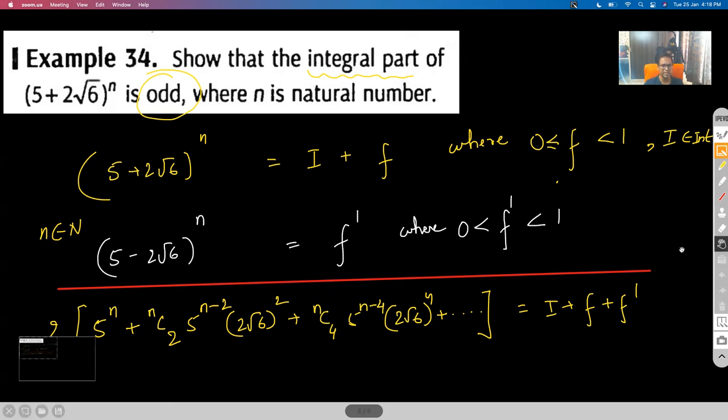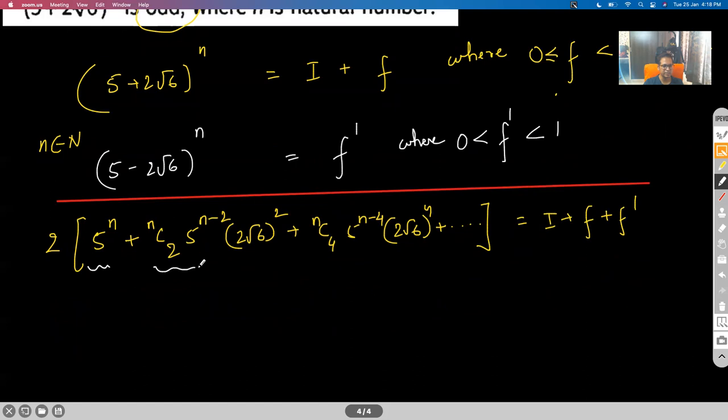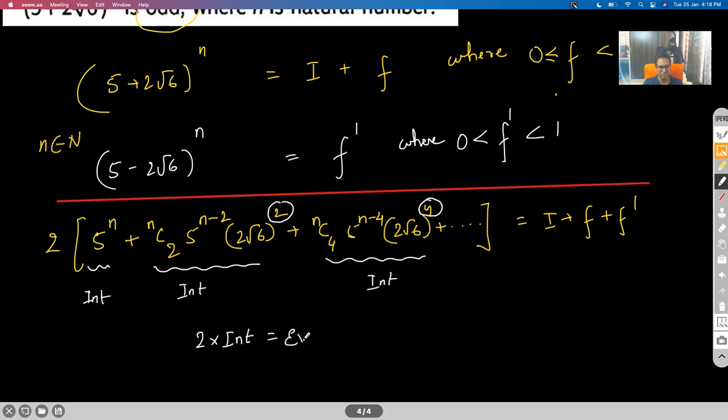Now, one important thing you would note down here, that every term involved here will be an integer. Check it out. Yes or no? Why will every term be an integer? Because nCr will anyways be an integer, right? 5 to the power a natural number will anyways be an integer. But this irrational term, which is 2 root 6, is always subjected to even power, if you see it. That means there will not be any irrationality involved. So it will always be rational. In fact, it will always be an integer. So all these terms will be integers. In short, you'll end up getting 2 into an integer, which is actually an even integer. And on the right side, you will get I plus F plus F dash.